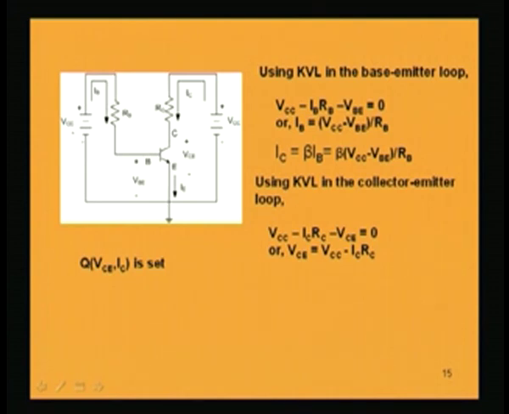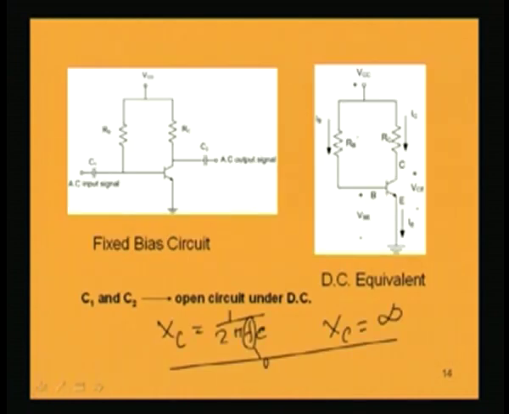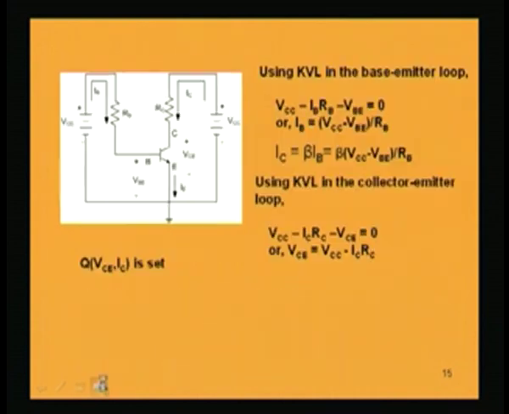I am just separating the VCC source. If you look into this circuit, the same VCC is there for the base circuit as well as the collector circuit. Both the circuits are sharing the same VCC. I can redraw it more conveniently by separating out these two VCC sources. This is the same circuit, only for easy understanding I have just separated them out.